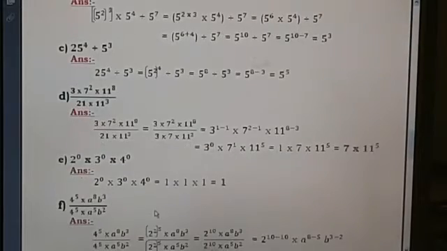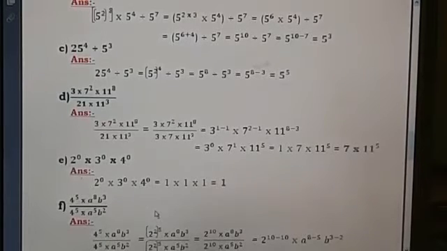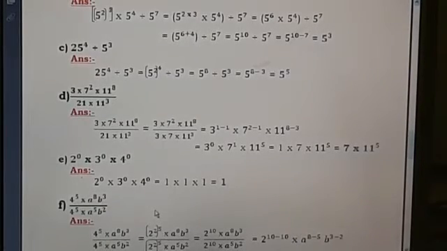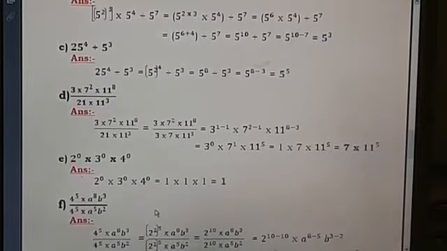Okay. Next question: 25 to the power 4 divided by 5 to the power 3. In this one, 25 is not a prime number, so we have to convert it into exponential form. 25, 5 fives are 25, so 2 fives will come. We can write 5 squared. Already power 4 also is there.